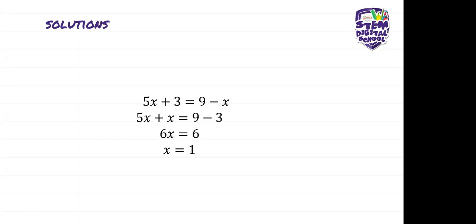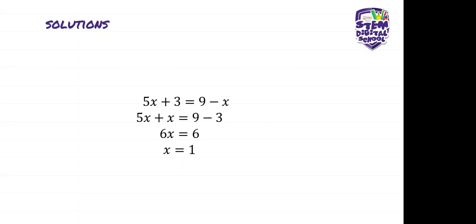And of course, just as Nosipo said, from this point, you can just divide both sides by 6. And 6x now, if you divide that by 6, you will be left with x, and then 6 divided by 6 is 1. So the value of x is 1.